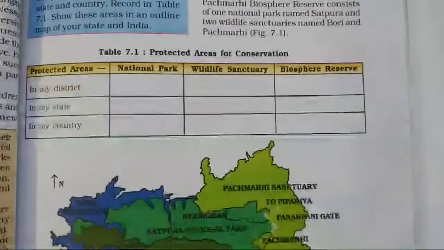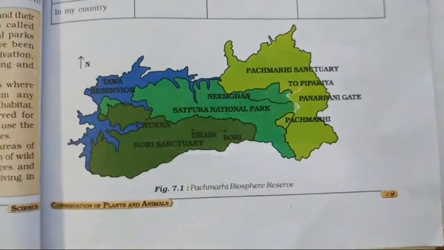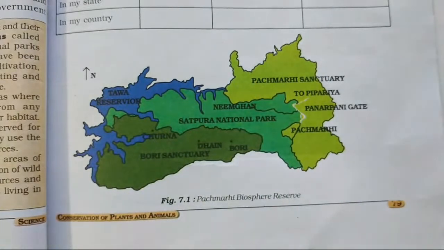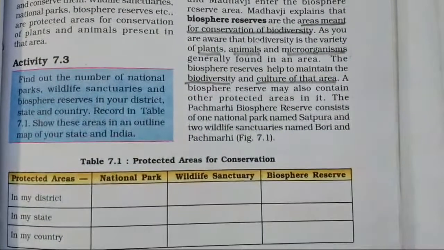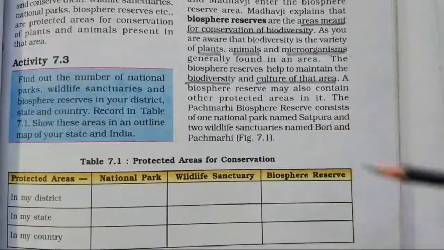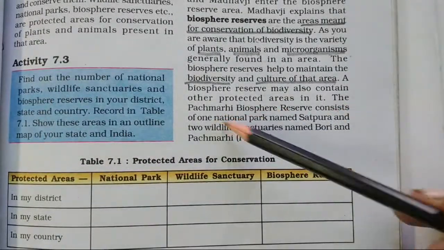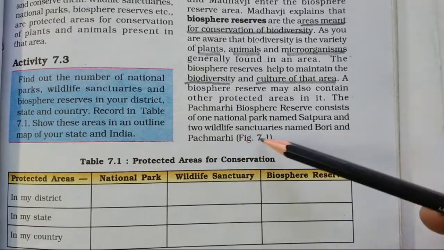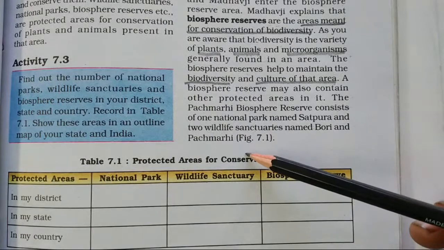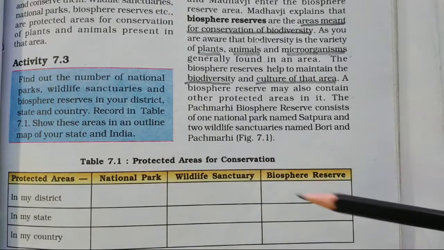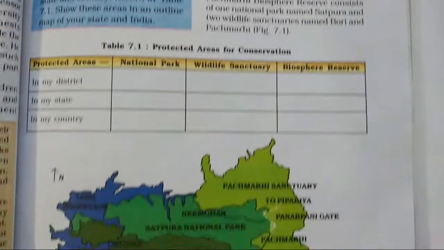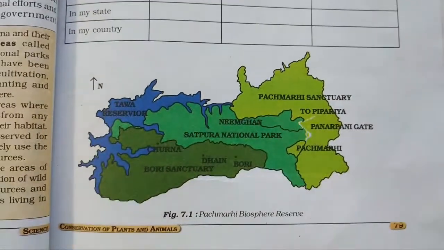If you understand from this map, here it is showing a big area, and this is a protected area as it is given here. The Pachmarhi Biosphere Reserve contains one national park, Satpura, and two sanctuaries named Bori and this. So there may be different reserves around you. So how does it protect? It protects trees, it protects animals, but how does it protect the culture?